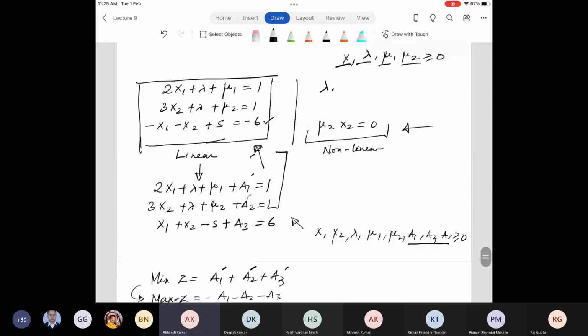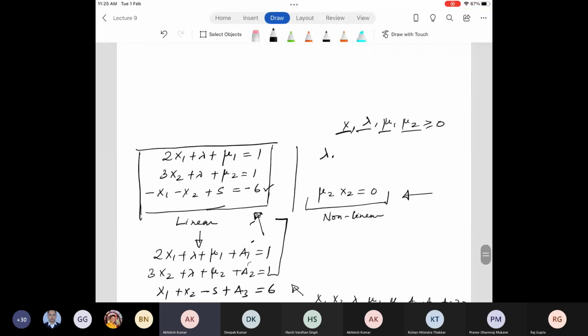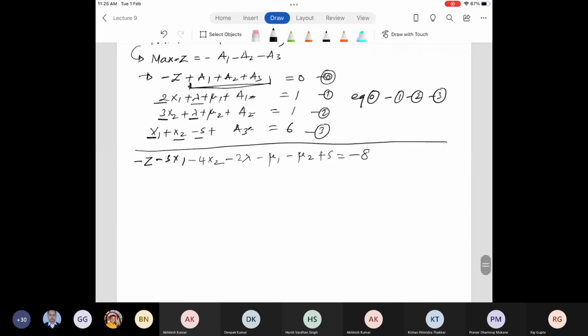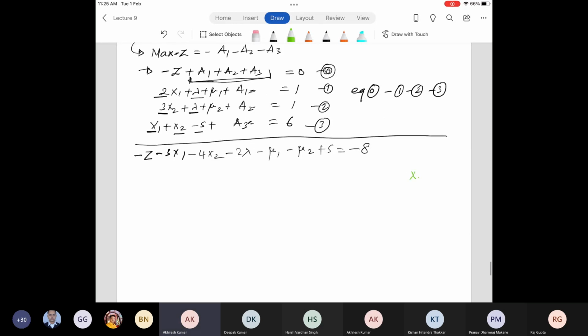But so far I have not discussed what to do with these three: lambda into s, where s is nothing but minus 6 plus x1 plus x2, lambda into s equals 0, mu1 into x1 equals 0, and mu2 into x2 equals 0.